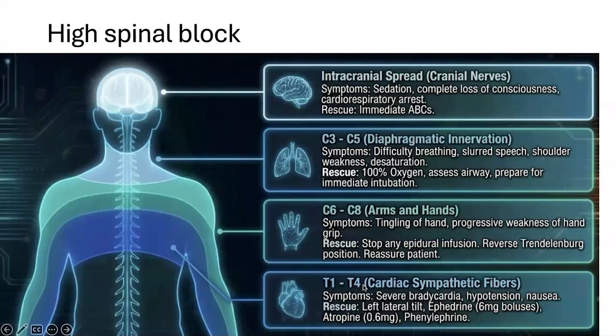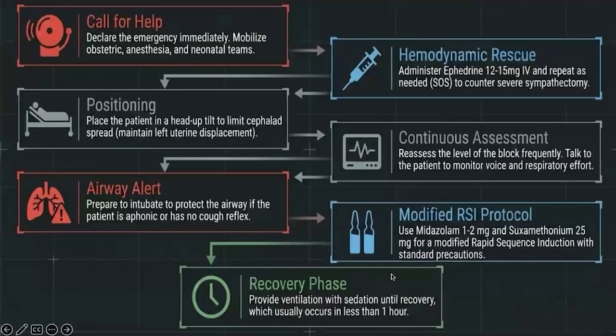If T1, T2, T3, T4 levels are caught, that is cardiac sympathetic fibers, we can see a severe bradycardia and a blood pressure drop. So the left lateral tilt is important. Ephedrine, metaraminol, atropine should be administered to stabilize the patient. So if you have such a situation, immediately call for help.